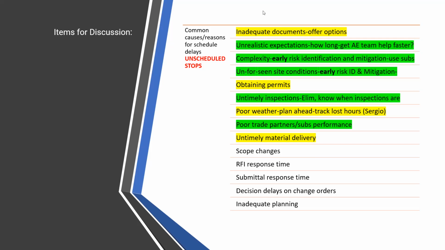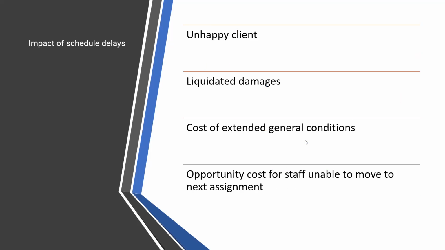In part one last week, the hour was spent getting to untimely material delivery, and that was a pretty good discussion. The second slide that we didn't really talk about was the impact of delays, and these are things that I got from John: unhappy client, liquidated damages, extended general conditions, opportunity cost for staff. The whole idea behind the last planner system and lean is to be able to have those five connected conversations that I'm going to talk about in a second.